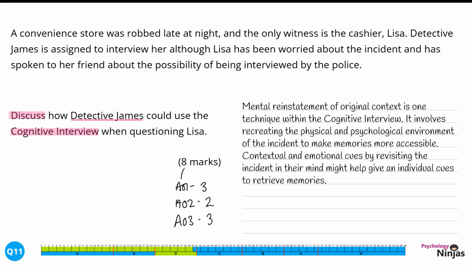We've given a detailed explanation of what's involved in this technique, that it's about recreating the physical and psychological environment. We've also been clear that this is about making memories more accessible through cues. Next, we need to apply this information to our particular scenario.